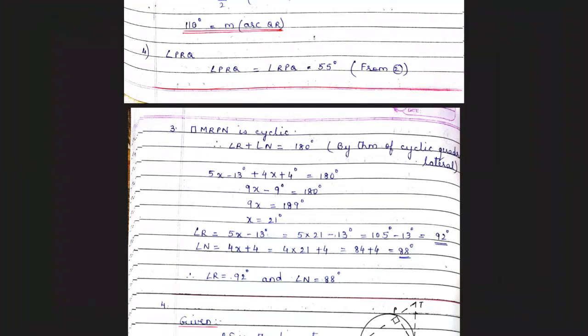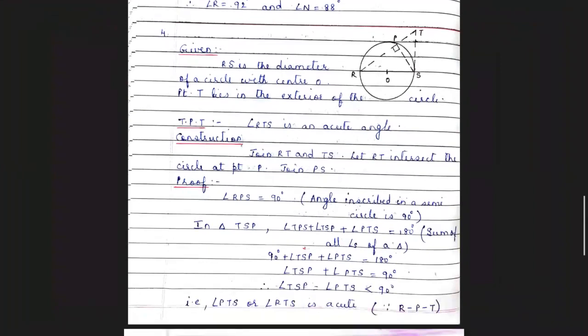Substitute the values. 5x and 4x is 9x, minus 13 plus 4 is minus 9. Take it to the other side. You get 9x is 189, x is 21. Substituted, angle R is 5x minus 13, substitute x as 21. You get your answer 92 degrees. Similarly, angle N you get 88 degrees. Okay, so that's question number 3.